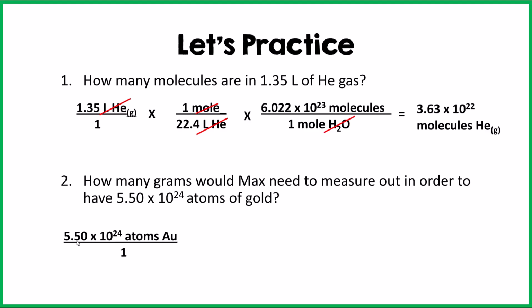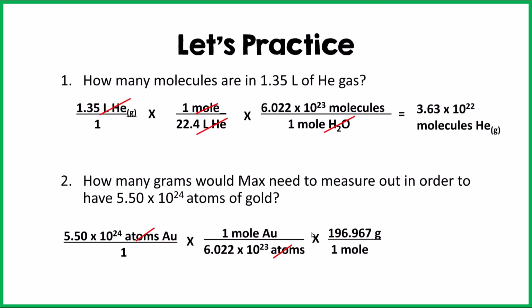Okay, so we're starting with our known amount here, which is atoms. That is a type of particle, so we're going to use Avogadro's number. And we're going to put that on the bottom, moles on the top, which allows us to eliminate atoms. And now we're going to convert from moles to grams, and we need to use the molar mass for that.